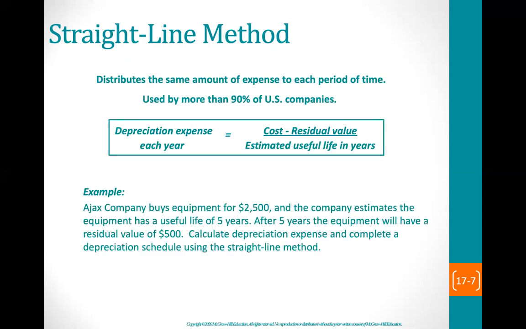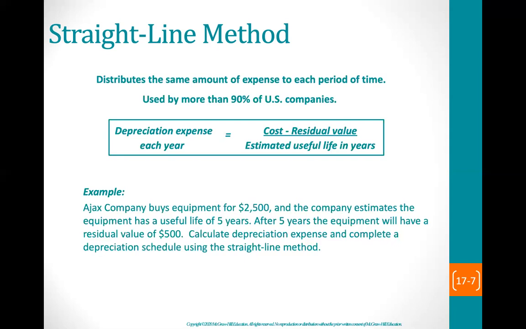For example, Ajax Company buys equipment for $2,500, and the company estimates the equipment to have a useful life of 5 years. After 5 years, the equipment will have a residual value of $500. Calculate depreciation expense and complete a depreciation schedule using the straight line method.